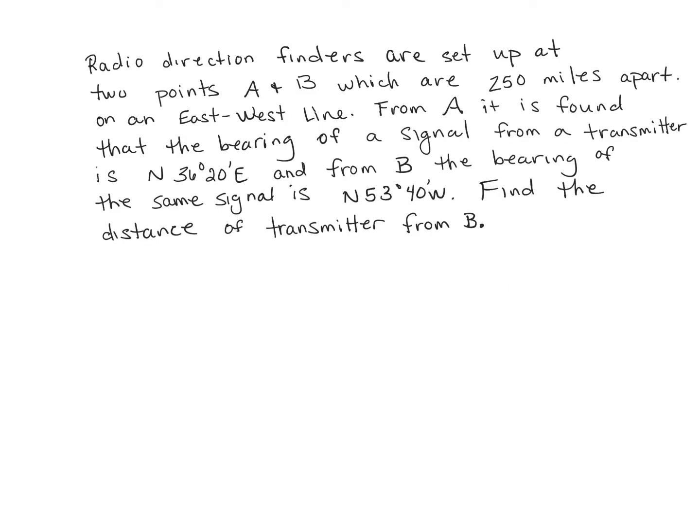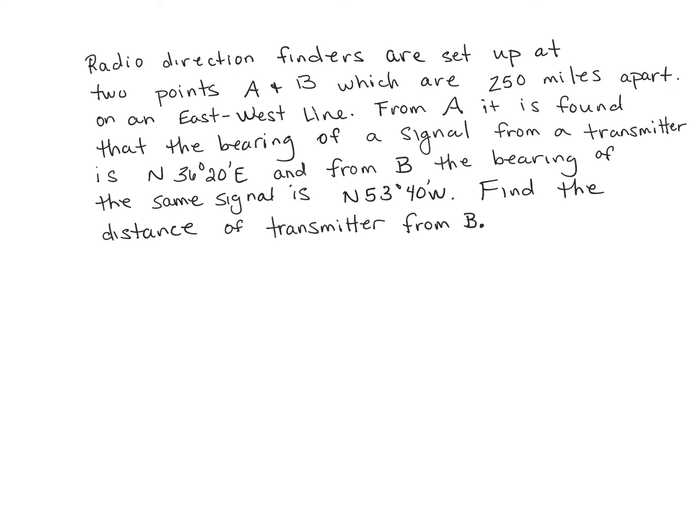Here's an example that has a little bit different information. Radio direction finders are set up at 2 points A and B, which are 250 miles apart, on an east-west line. From A, it's found that the bearing of a signal from the transmitter is north 36 degrees 20 minutes east, and from B, the bearing of the same signal is north 53 degrees 40 minutes west. Find the distance of the transmitter from B.